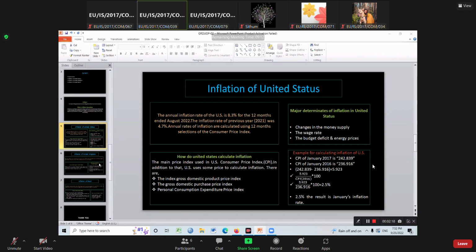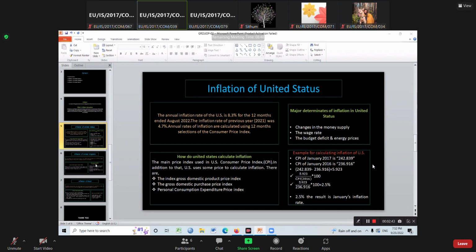Annual rates of inflation are calculated using 12-month selections of the Consumer Price Index. How does the United States calculate inflation? The main price index used in the United States is the Consumer Price Index. In addition to that, the US uses some other price indexes to calculate inflation. Those are the Gross Domestic Product Price Index, the Gross Domestic Purchase Price Index, and the Personal Consumption Expenditure Price Index.